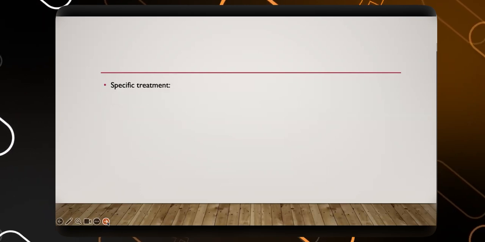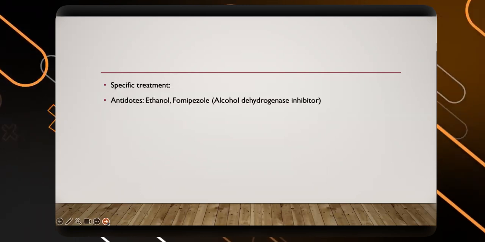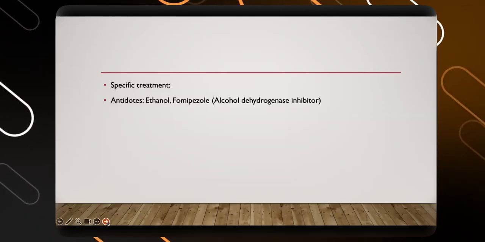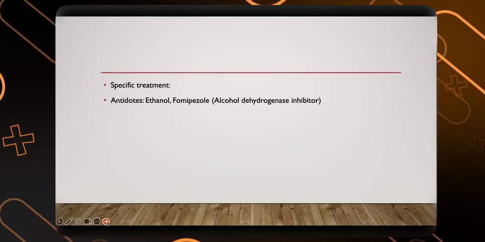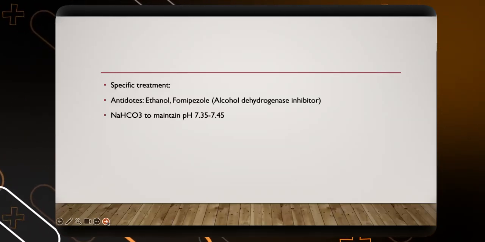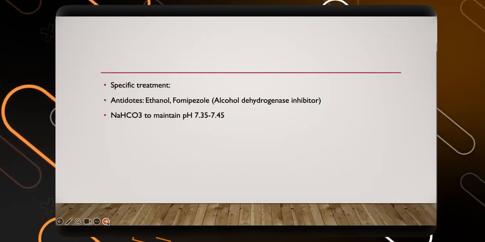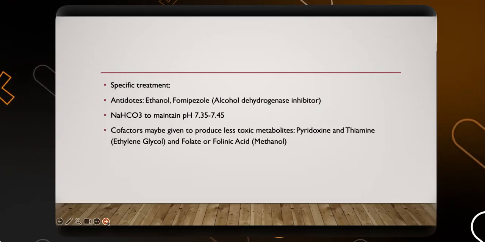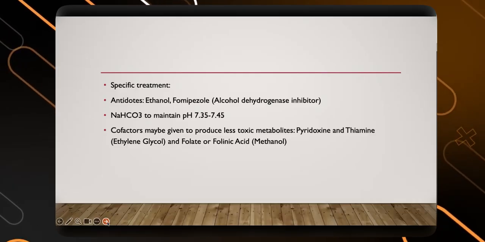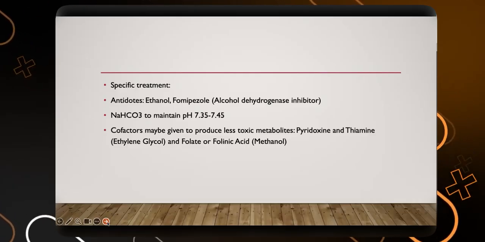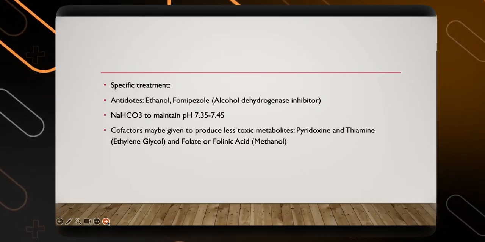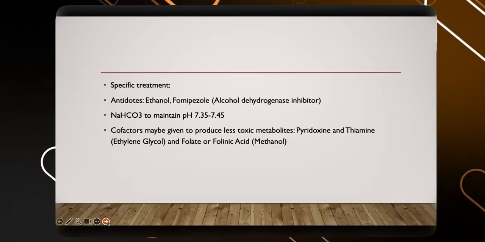Now, what is the specific treatment? Antidotes. The antidotes for all these cases of alcohol poisoning include ethanol and fomepizole, which is an alcohol dehydrogenase inhibitor. Sodium bicarbonate is given to maintain the pH between 7.35 and 7.45. Cofactors may be given to produce less toxic metabolites, for example, pyridoxine and thiamine in ethylene glycol, and folate and folinic acid in methanol.